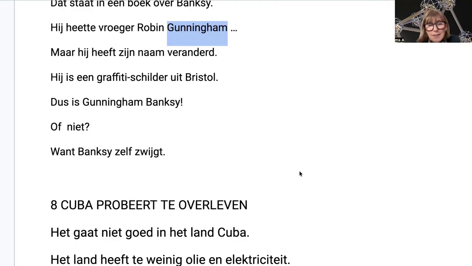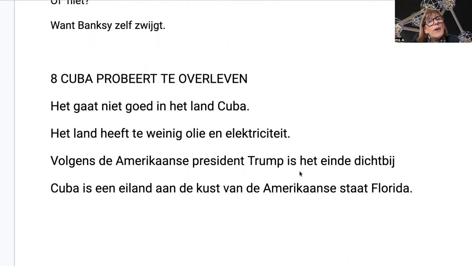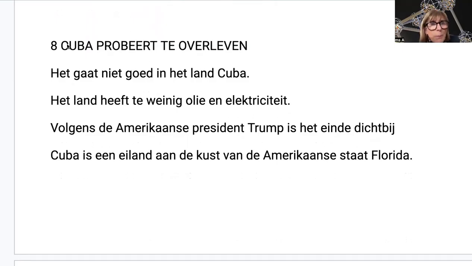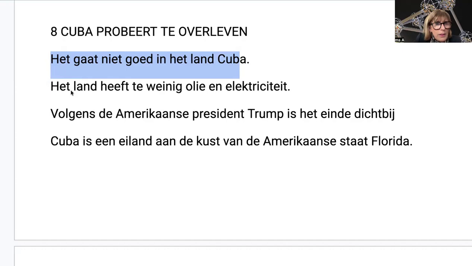If you have questions, don't hesitate. And now we have a very small article about Cuba. Cuba probeert te overleven. So Cuba tries to survive. Overleven is to survive. Het gaat niet goed in het land Cuba. It is going not well in the country Cuba. Land, it means country. It's not going well.